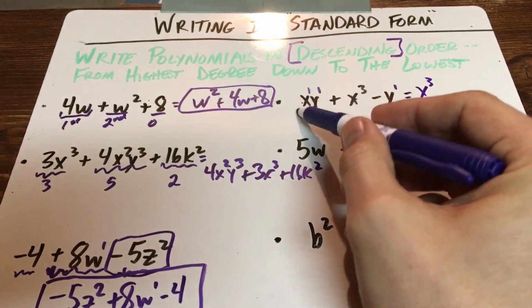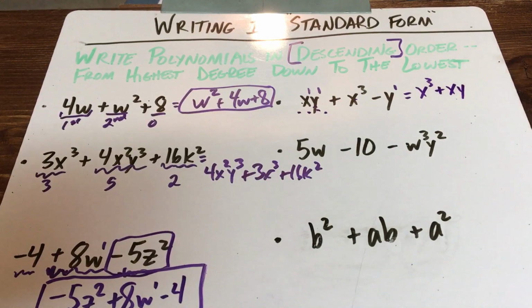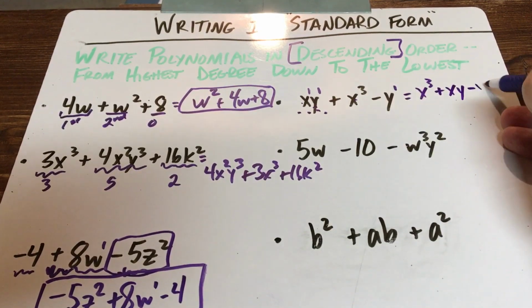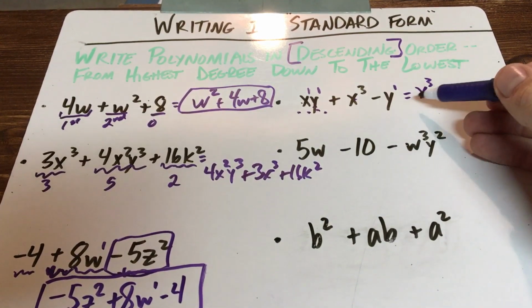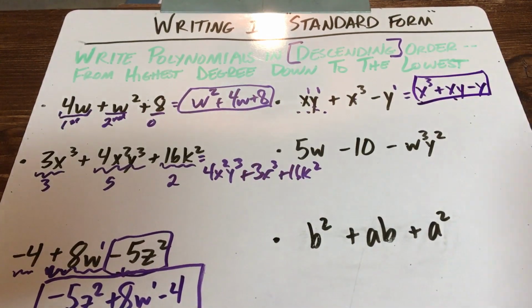And then this is 2nd degree, and it's positive. So I'm going to put xy. And then this minus y is 1st degree. That goes last. So you have 3rd degree, 2nd degree, 1st degree. Boom, you're done. Okay, final 2.